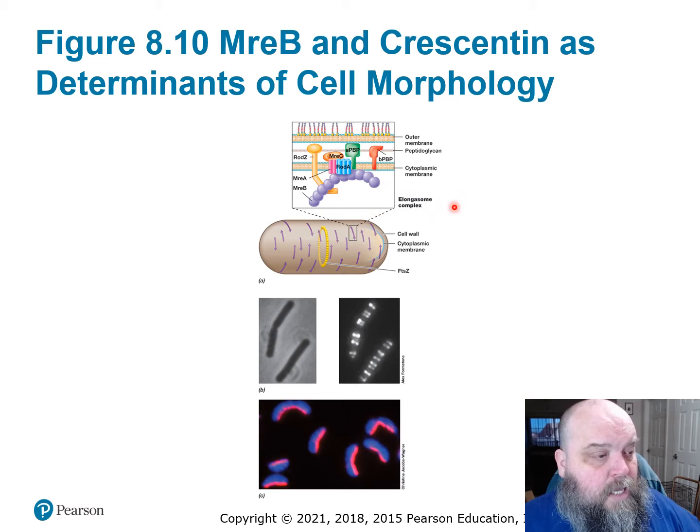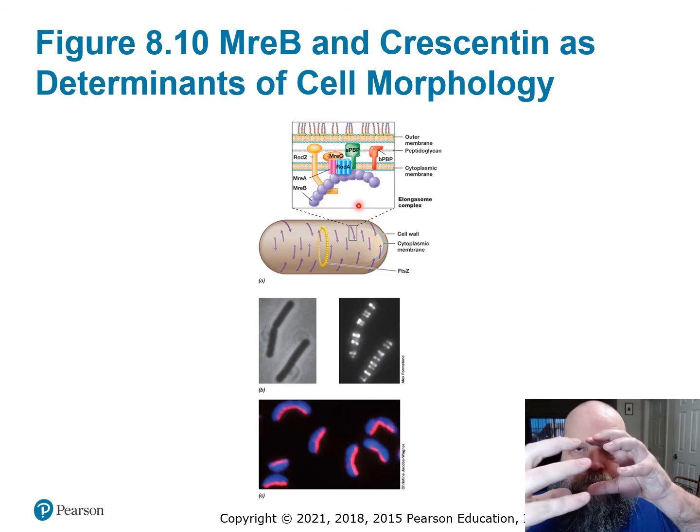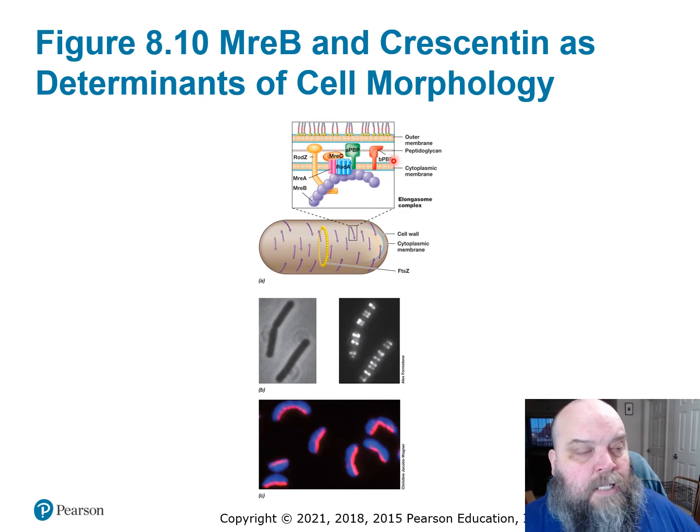So these elongasome complexes, you'll see stretched throughout the cell. Their job is to make the cells stretch. Stretch and pull. Stretch the peptidoglycan layer. Stretch the membranes.